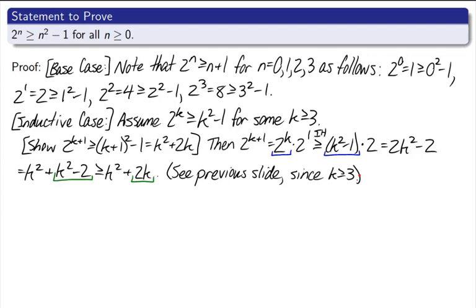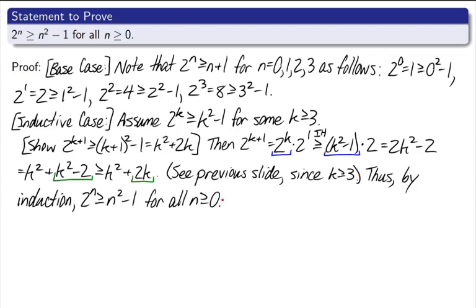Now we're done. We've shown the inductive step, so we can write our summary sentence. Thus, by induction, 2 to the n is greater than or equal to n squared minus 1 for all n greater than or equal to 0. And that is the end of our proof.